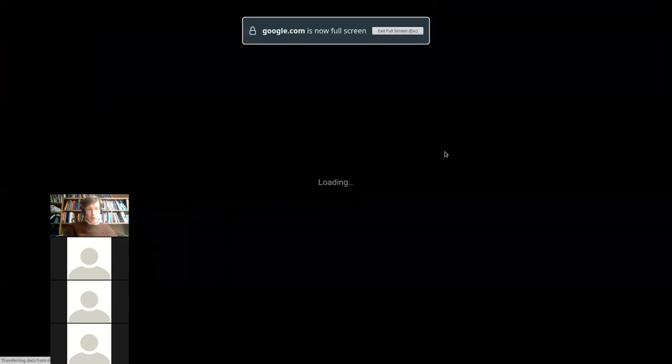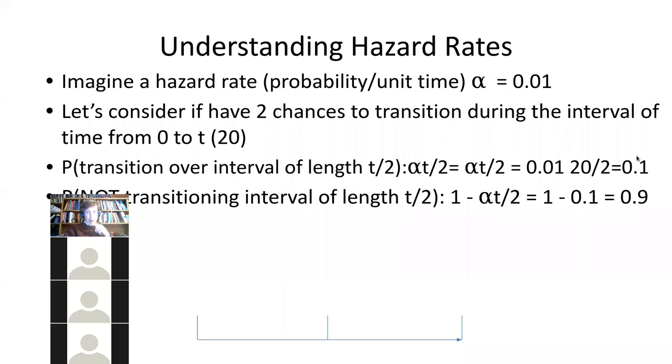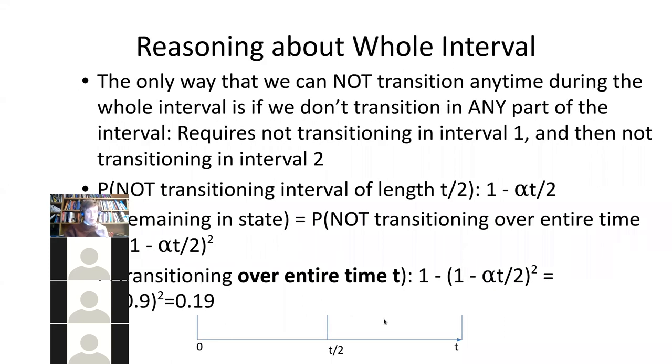That is correct. You'll notice it's not twice the 0.1. You might think that each half you have 0.1, so you have 0.1 in the first half, 0.1 in the second half. But that's not true, because if you went in the first half, you can't go in the second half. And so the probability of transitioning over this entire time is 0.19. It's just like in the last lecture, that last set of slides, I should say, when we drew it down from 1,000 to 900, there were no longer 1,000 people left to die. There were only 900. And so it drained more slowly.